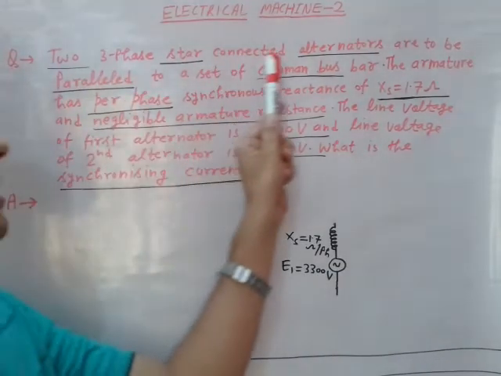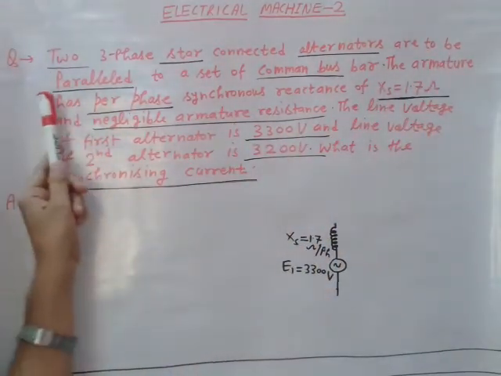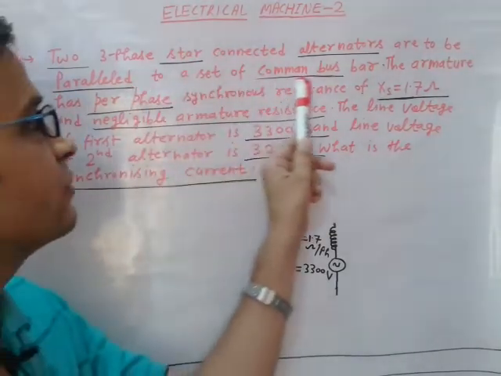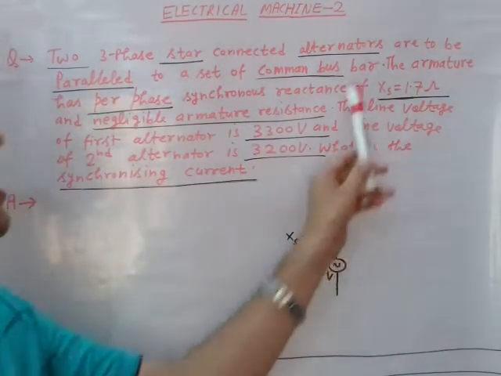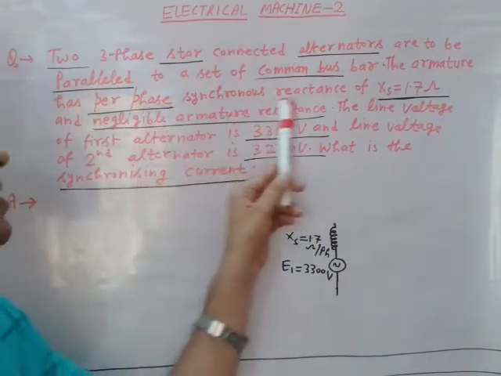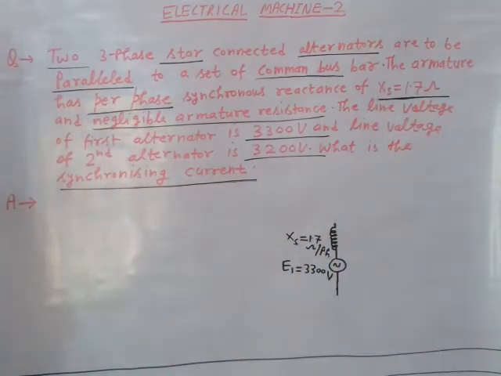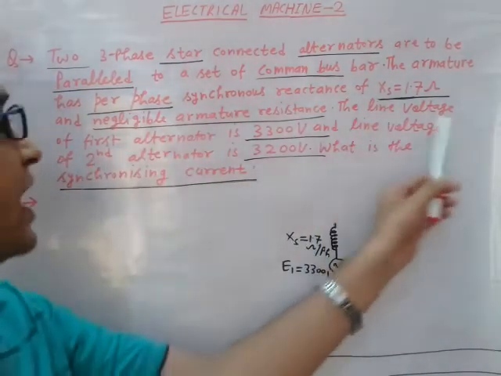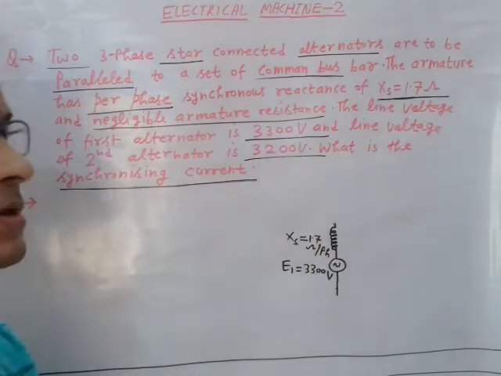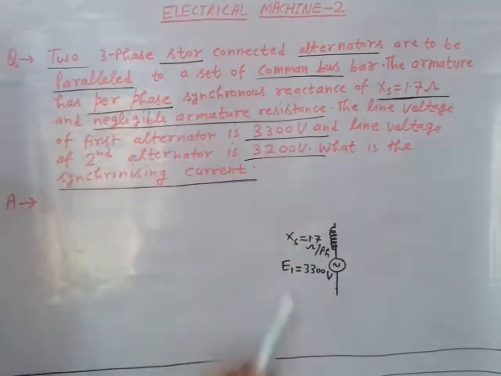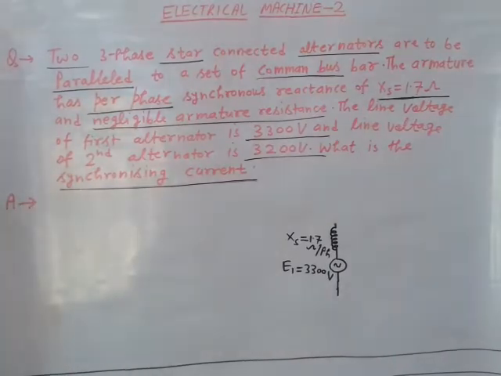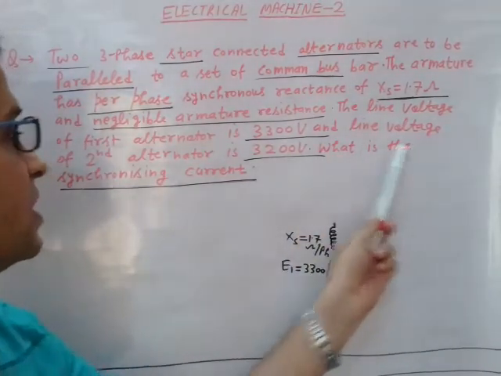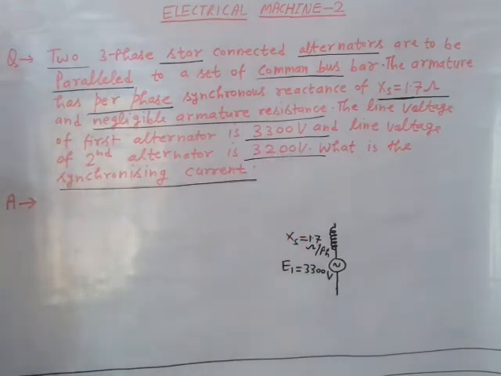Two three-phase star connected alternators are to be paralleled to a set of common bus bar, right? The armature has per phase synchronous reactance of Xs equal to 1.7 ohm and negligible armature resistance. The line voltage of the first alternator is 3300 volts and the line voltage of the second alternator is 3200 volts. Then what is the synchronizing current that you have to calculate? So you understand the question.